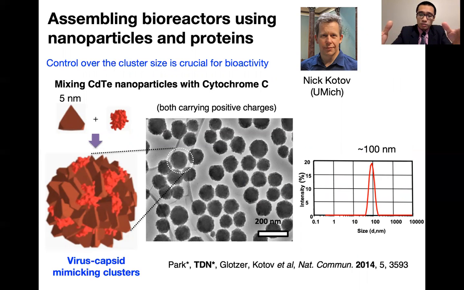What Nick and his group reported is a very interesting behavior when you mix nanoparticles and cytochrome C, which is very small, around 5 nanometers. These two kinds of building blocks have the same charges, but they can still assemble into spherical clusters, as shown in this figure in the middle, with very sharp size distributions, which is much bigger than the size of the individual particles.